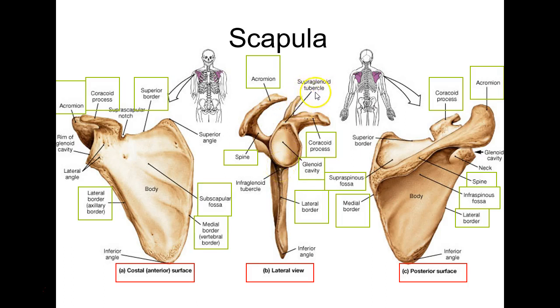So go ahead and put circles or squares around them here. They should be in your lab book, but I'm not 100% sure. Okay, supra, above, glenoid tubercle, and infra glenoid tubercle. Glenoid, if I remember right, I think it means socket in Latin.